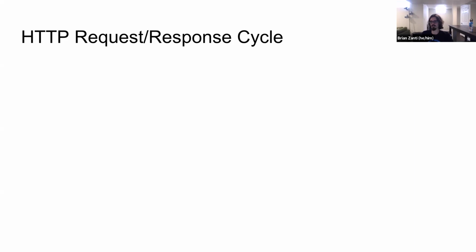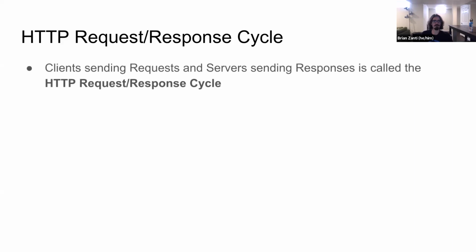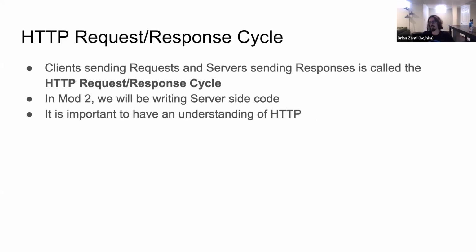We will talk more about some details of the HTTP request response later in this week, and I think even as early as tomorrow. So client sending out requests and server sending responses is called the HTTP request response cycle. In mod 2, we're going to be writing the server side code. So in that diagram of client and server, we're going to be writing code on the server side. It's really important for us to have an understanding of HTTP because our code essentially has one job. It's going to get HTTP requests, and it's going to send back responses.